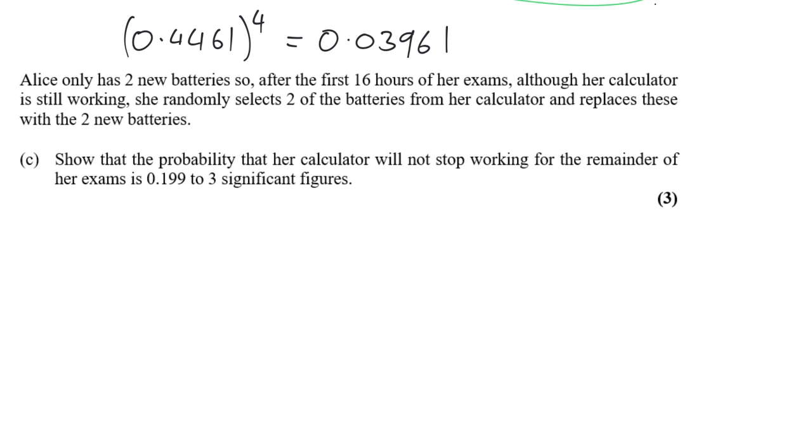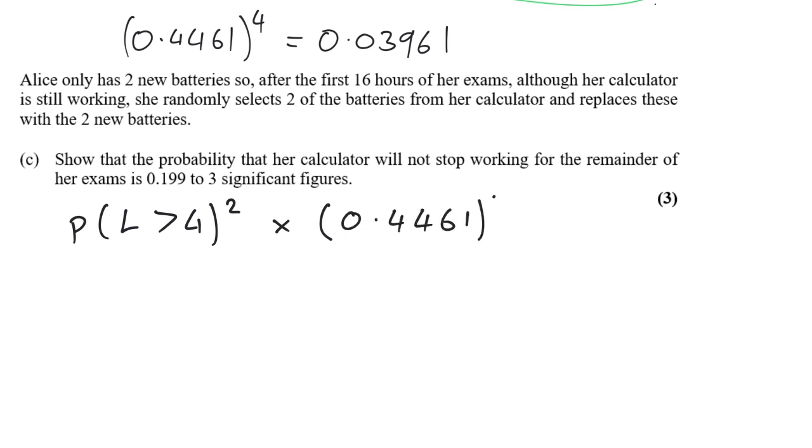So Alice decides to replace 2 of the batteries. That means that now the calculation that we have is that we have to get 2 new batteries to last longer than 4 hours. So that's 2 of those. And we also need to take 2 of the old batteries and check that they last. Well, those we already know, that's 0.4461 squared. So we need to calculate this. And again, we can go straight to the calculator and get that value. Remember, it's 1 minus. So I'll just do that.